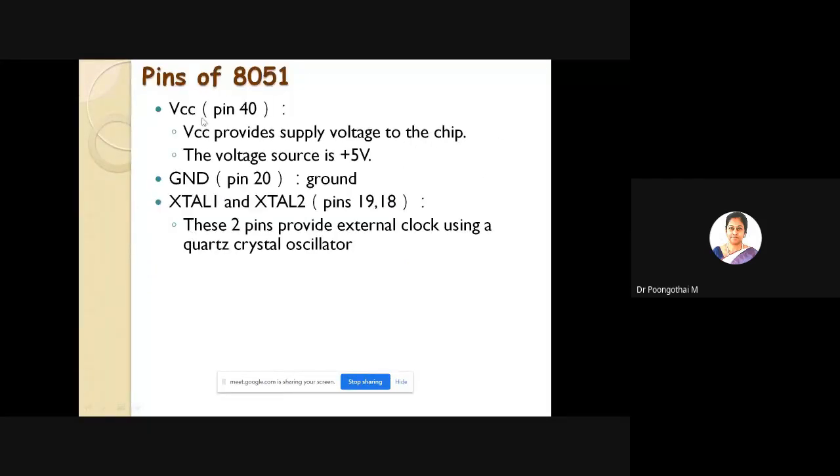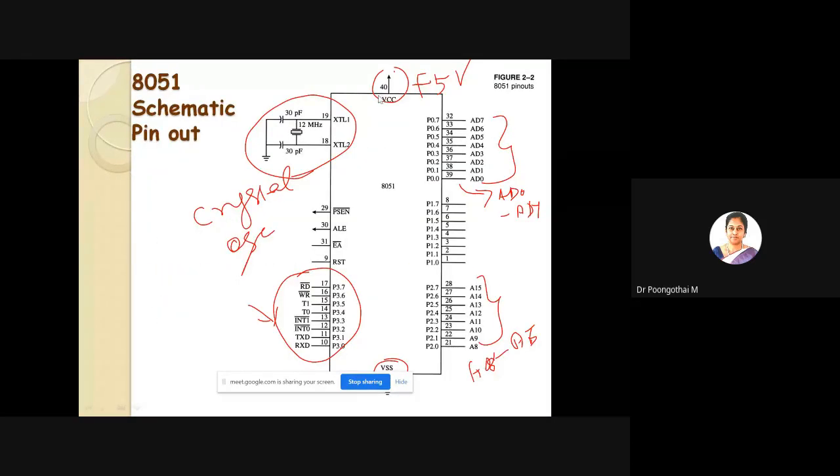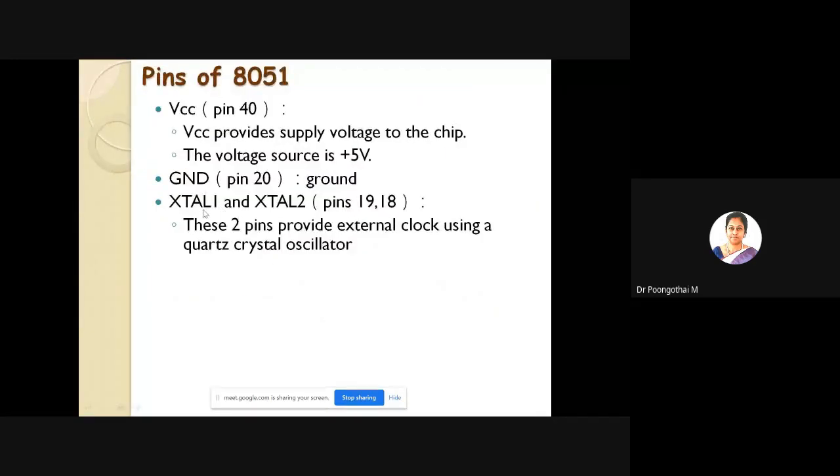Your first one is VCC. VCC and ground I have already explained in the previous class. The 40th pin is VCC and the 20th pin is ground. Next are XTAL1 and XTAL2, pin numbers 19 and 18. The 8051 has an on-chip clock oscillator, and it requires a quartz crystal, that is a 12 megahertz or 20 megahertz crystal, to be connected between these two pins, XTAL1 and XTAL2, for proper clock generation.